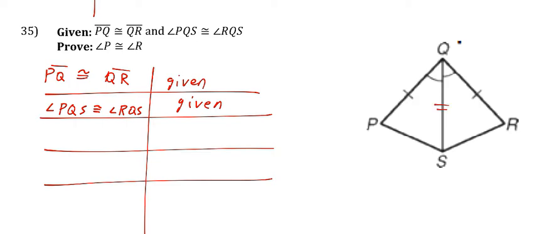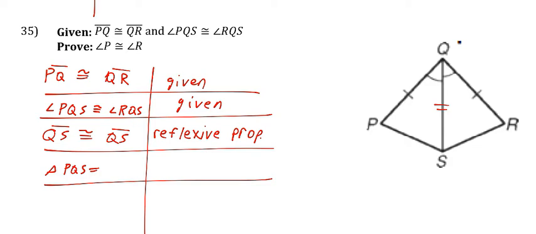And I noticed that we have a reflexive property. So I'm going to say that QS is congruent to QS by the reflexive property. That means that these triangles are now congruent by side, angle, side, right? We have side, angle, side. So I can say that triangle PQS is congruent to triangle RQS by SAS congruency.